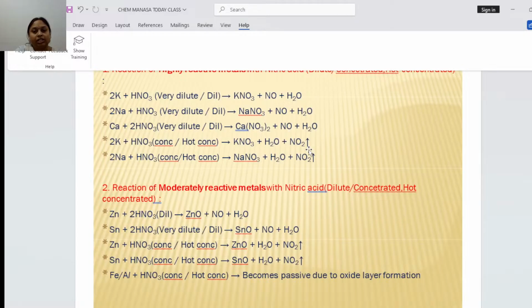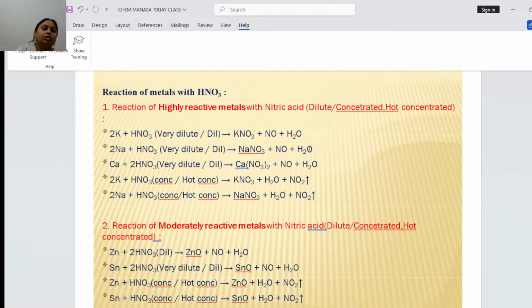When it comes to nitric acid, it is a very, very important, repeated question. So for potassium, calcium, sodium, whatever it may be, if we take very dilute and dilute conditions, we are getting the NO product. But when it comes to concentrated or hot concentrated conditions, this you are supposed to highlight: we are getting nitrogen dioxide. In all the remaining conditions, we will get nitrogen oxide.